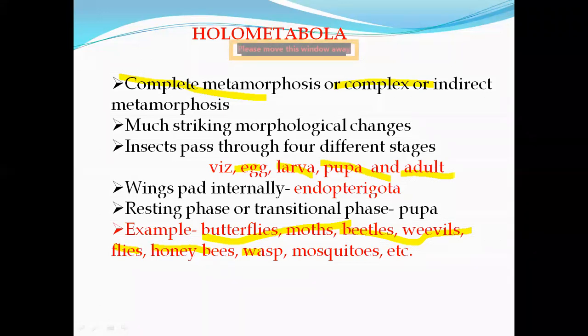And here there is some difference from the hemimetabola: the wing pads or wings develop internally. Obviously it is an endopterygote insect, or endopterygota, and the immature stages are called larvae, which have entirely different feeding habits. Have you observed that the larva and the adult feed on the same food?